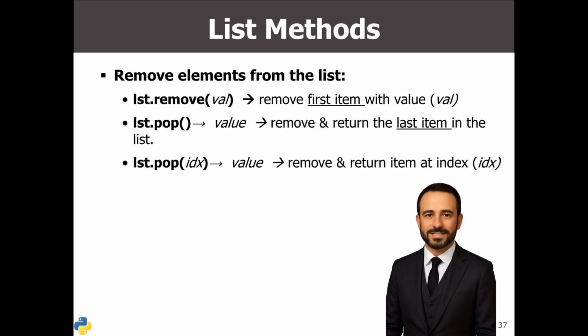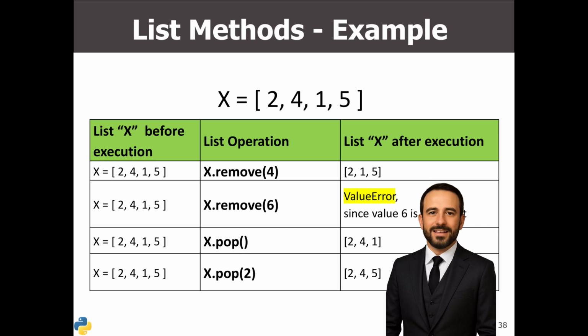To remove elements, lst.remove removes the first matching item, and lst.pop removes and returns the last item. lst.pop(index) removes and returns the item at a specified index, providing flexible removal. This table illustrates removal methods: remove by value, pop for the last item, and pop for an item at a specific index.